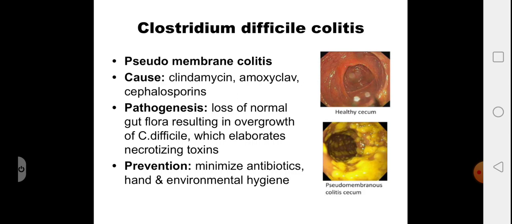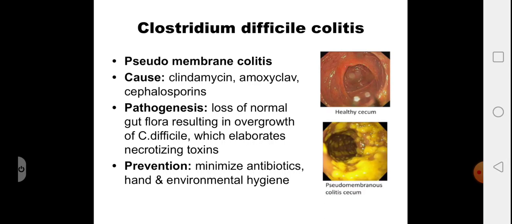Lastly, let us look into Clostridium difficile colitis or pseudomembranous colitis, which is caused by use of certain antibiotics like clindamycin, amoxiclav, and cephalosporins. When you use them inappropriately, they cause loss of normal gut flora. When the gut flora is lost, what happens? It allows the pathogens to overgrow. So here there's overgrowth of Clostridium difficile, which elaborates necrotizing toxins and damages the colon. You can see the picture below, which is showing pseudomembrane formation, known as pseudomembranous colitis.